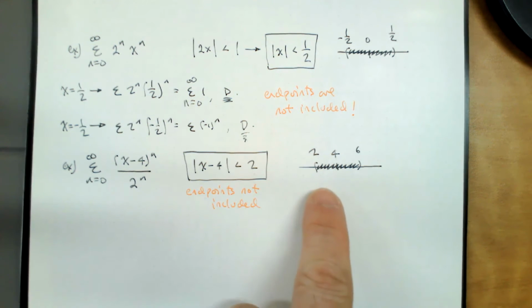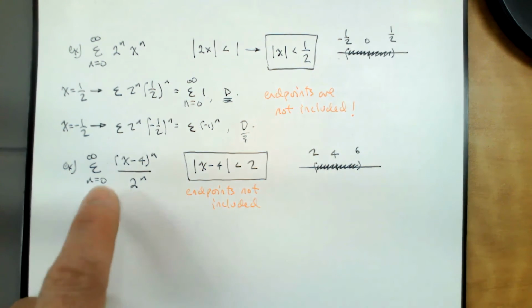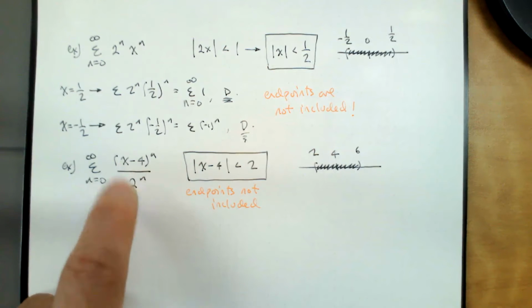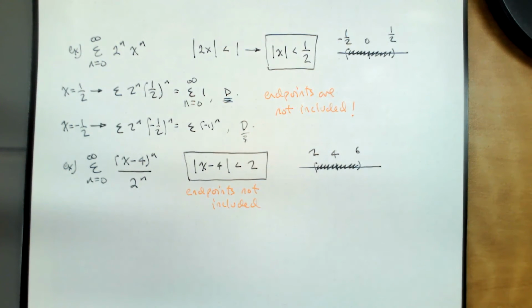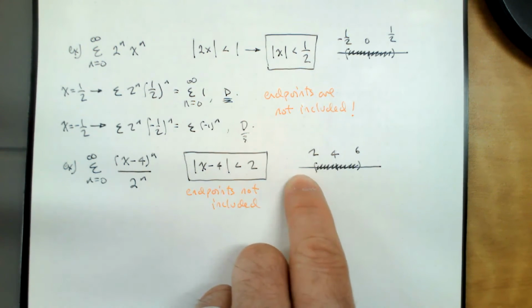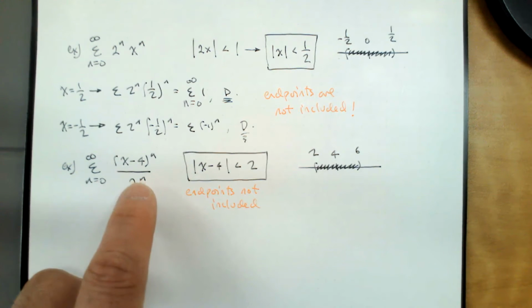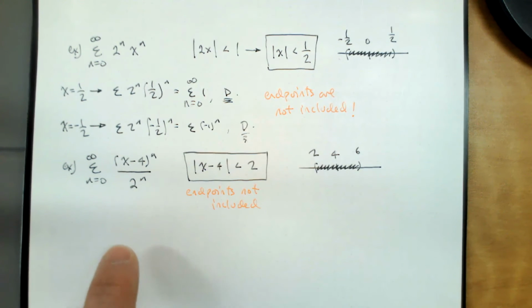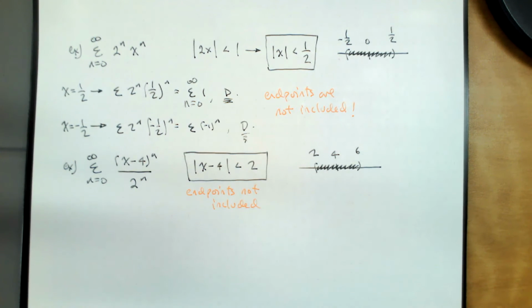Because if I plug in, say, 5, 5 minus 4 is going to be 1, so our series is 1/2 to the n. So it's convergent geometric. But if I plug in, say, 1, I get 1 minus 4 is negative 3 to the n over 2 to the n. And so the limit from the ratio test is going to be 3/2, which is greater than 1.